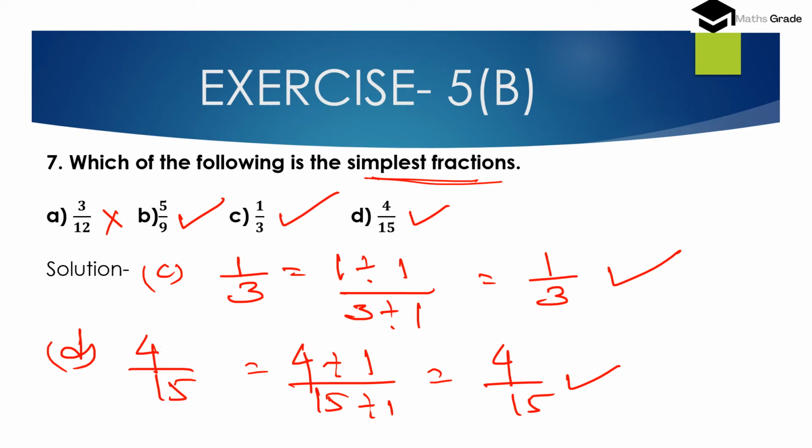So which of the following is not in the simplest form? These three, options B, C, D, are in the simplest form, but option A is not in the simplest form. So option A, that is 3/12, this fraction is not in the simplest form.